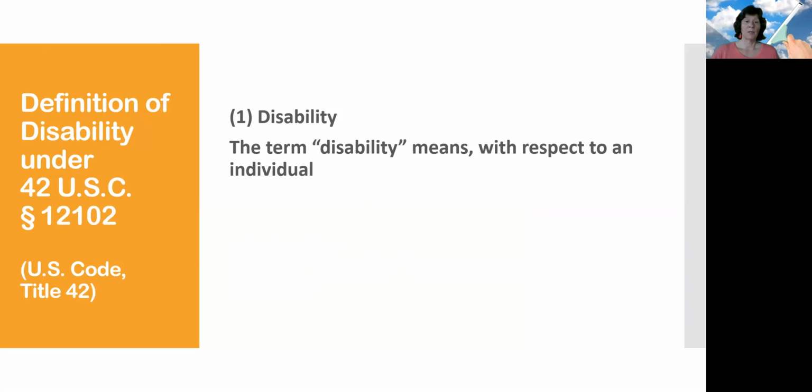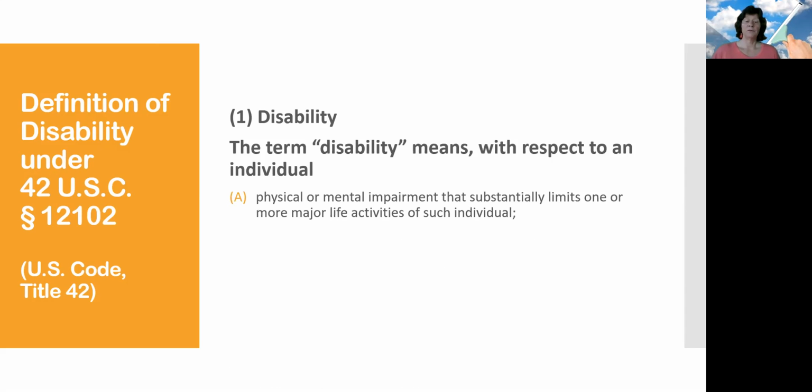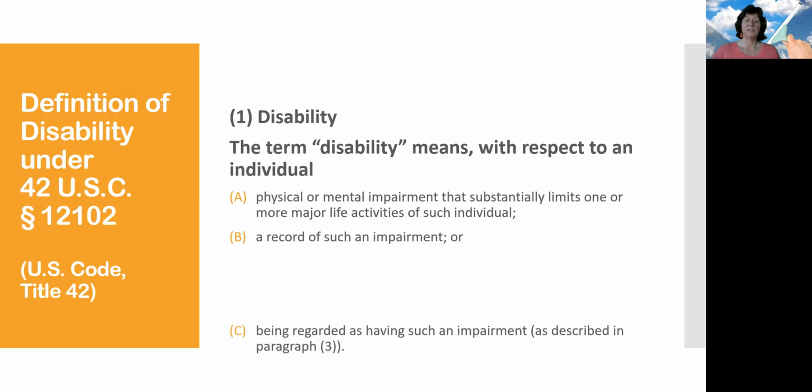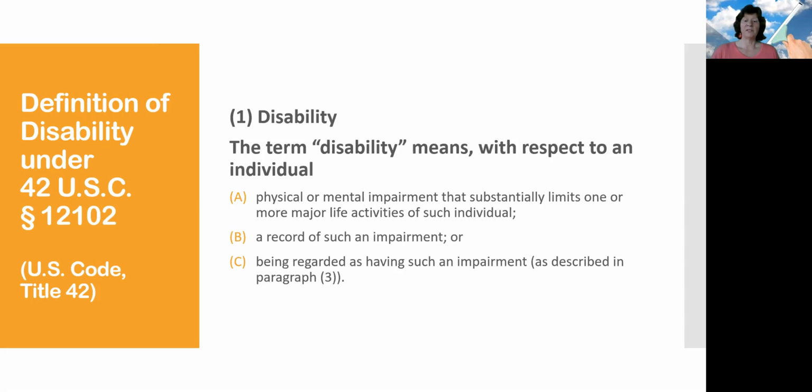The definition of disability under U.S. Code Title 42, Chapter 12102. I'm just going to read it as it is in the code. 1. Disability. The term disability means, with respect to an individual, A. A physical or mental impairment that substantially limits one or more major life activities of such individual. B. A record of such an impairment, or C. Being regarded as having such an impairment as described in paragraph 3.